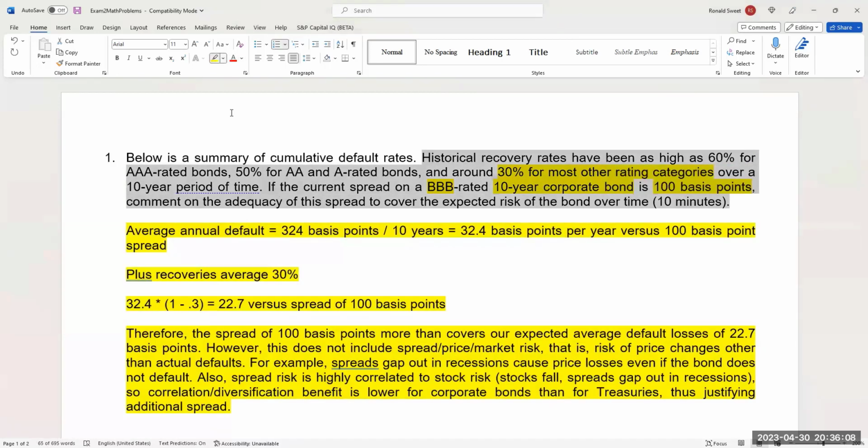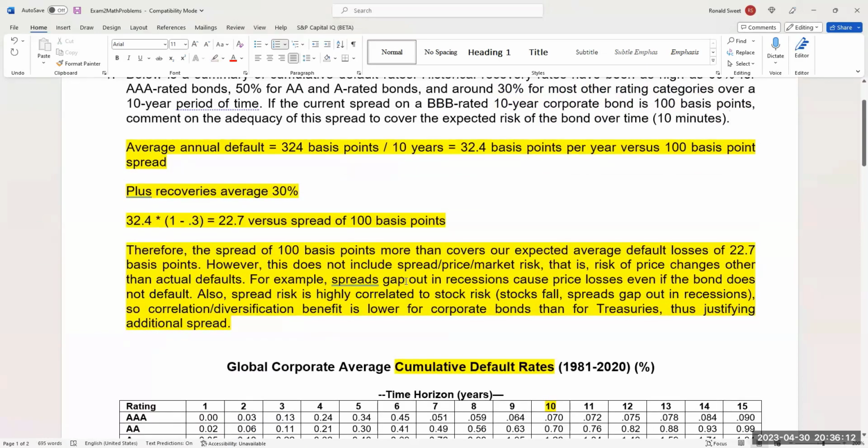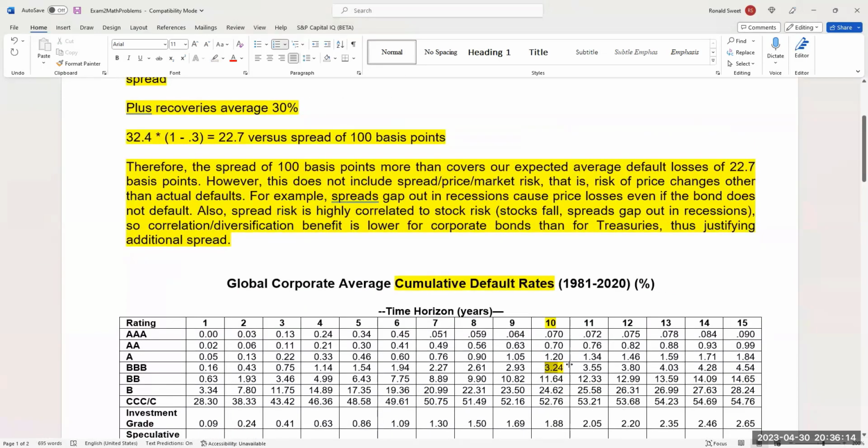All right, so there's that one question. The math is real simple. You just find the cumulative default divided by the 10, multiply by 1 minus recovery. That tells you on average, you're going to lose 22.7 basis points when you buy a triple B bond. Over the next 10 years, each year you'll average 22.7.